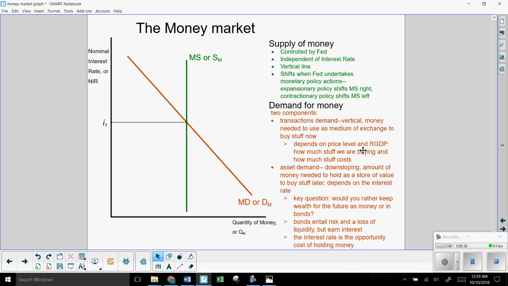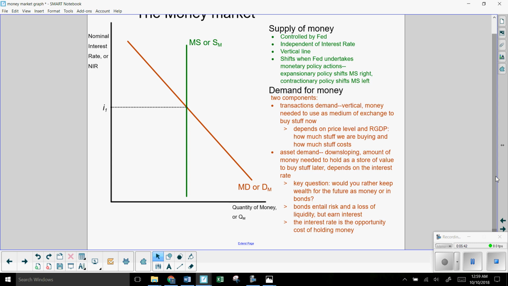If you think about it, these are the axes of the AD-AS graph. And so whenever AD shifts to the right, money demand would increase. And when AD shifts to the left, then money demand would decrease. Mostly, though, the tricky bit about money demand is the asset demand for money.